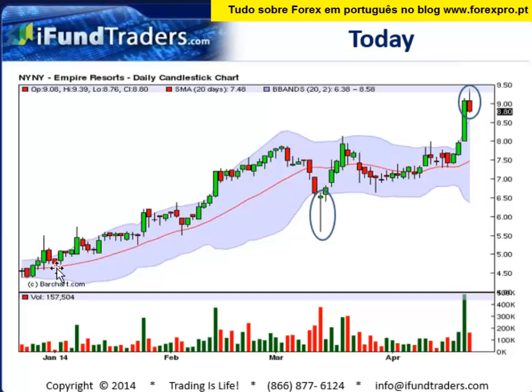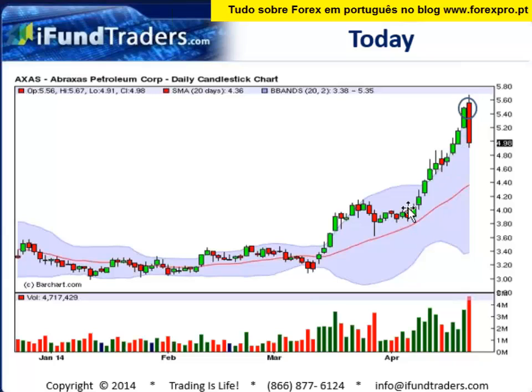Okay, I believe we actually looked at this example here. Here's one where, guys, you get these scenarios where the stock can, for a while, ride the upper band. But for me, the best opportunities are when you get a fairly sizable bar.